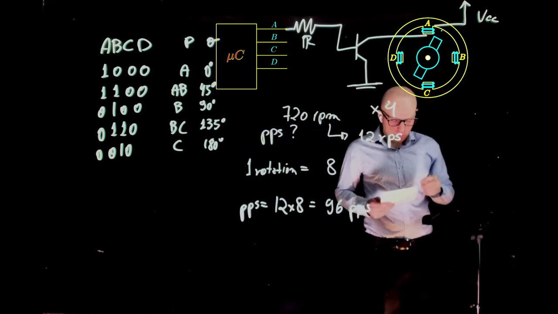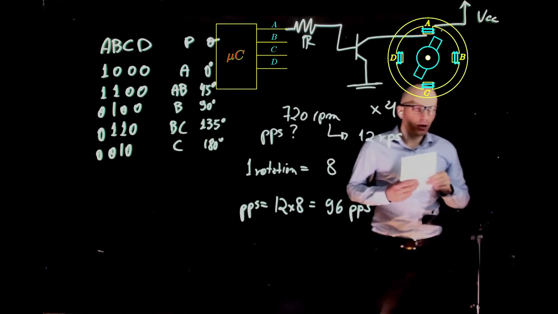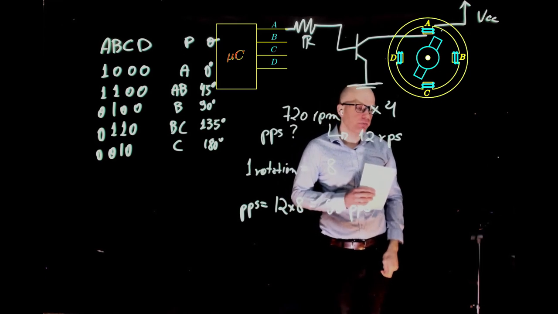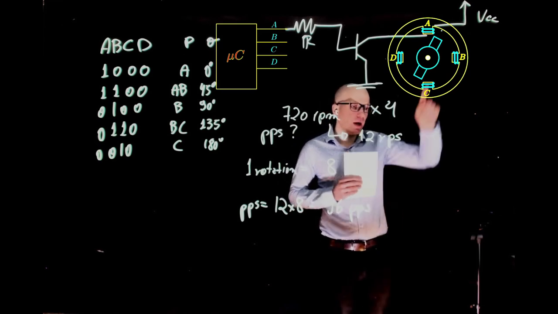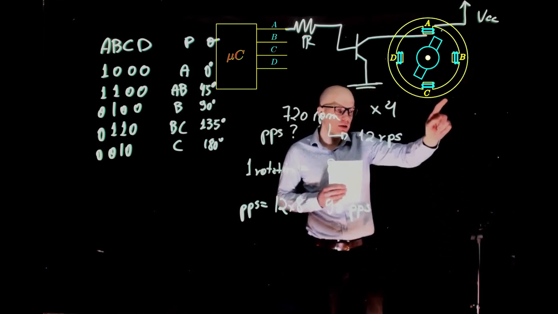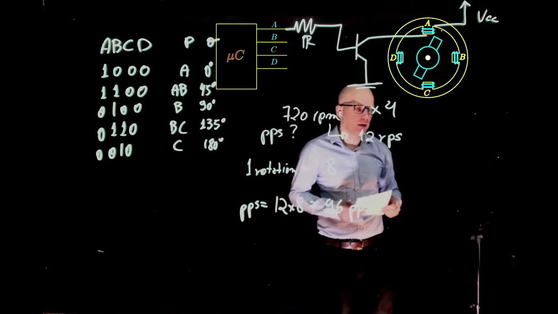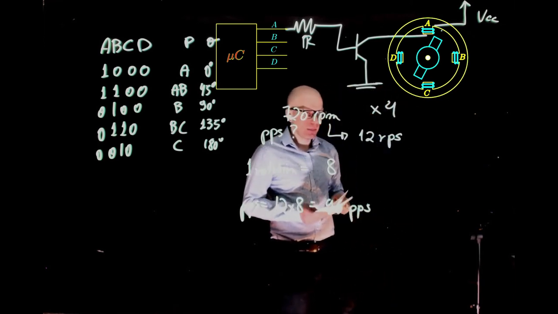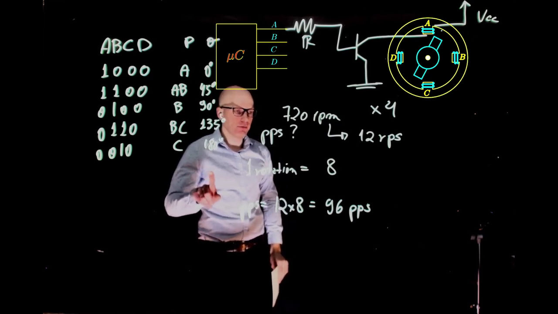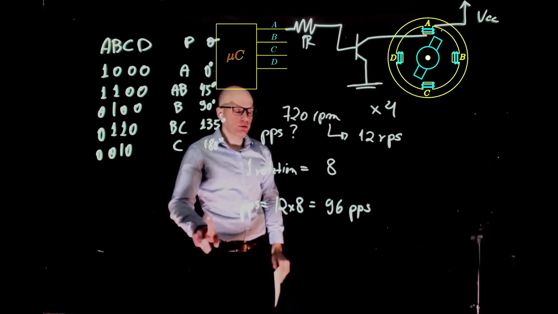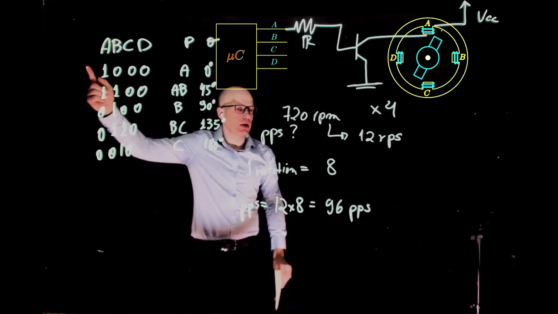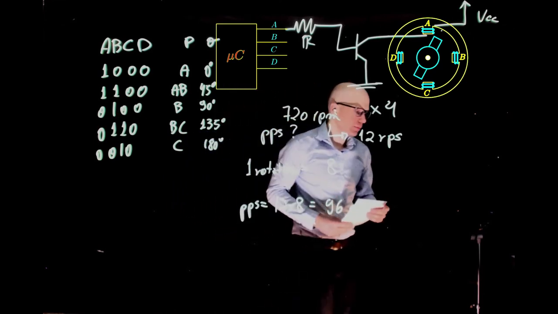Hey, sir, can you explain why it is 8 again? If you start from A to go back to A, you need to switch it 8 times. So A, AB, then B, BC, and it completes the cycle in 8 pulses. So we go here 180, then 225, 270, 315, and then the next one would be the same one there. We don't need to repeat it. It would be the same one as A. Oh, okay, thank you.